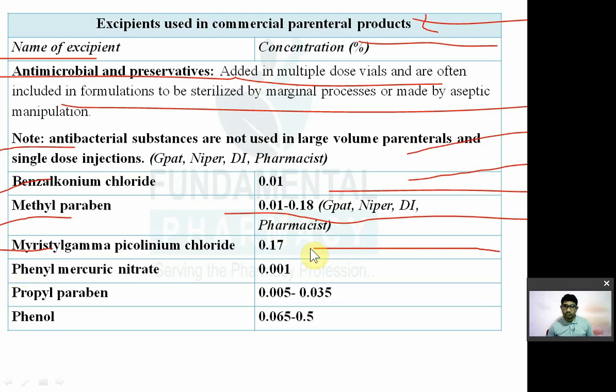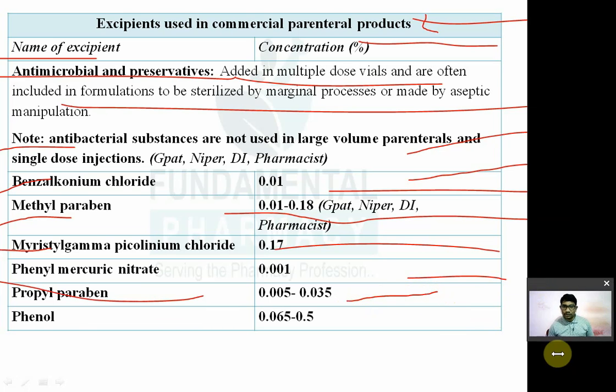Remember, a question came on this once. Myristyl gamma picolinium chloride is used in the parenteral preparation as an antimicrobial or preservative. Then phenyl mercuric nitrate 0.001%. Propyl paraben 0.005 to 0.035%.